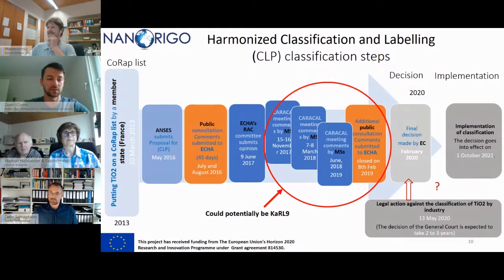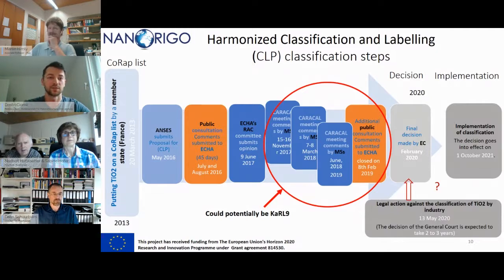All of those participations and discussions and comments led to the final decision taken by the European Community in 2020 that titanium dioxide should be considered a carcinogenic material type 2. We will come to this slide later.